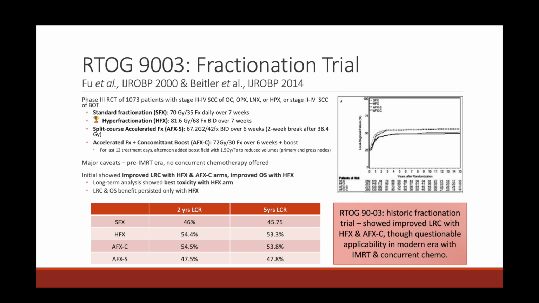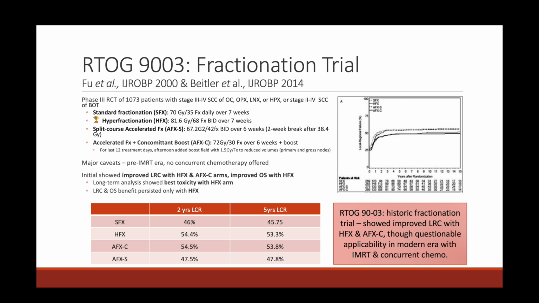It was first published in the year 2000, and the 4 different regimens that they used were, number 1, standard fractionation, which is 70 gray in 35 fractions over 7 weeks, so 5 fractions a week. They also looked at hyperfractionation, where they gave 81.6 gray in 68 fractions BID, so twice daily treatment over 7 weeks. Then there was a split course accelerated fractionation arm that gave 67.2 gray in 42 fractions BID over 6 weeks with a 2-week break halfway through.